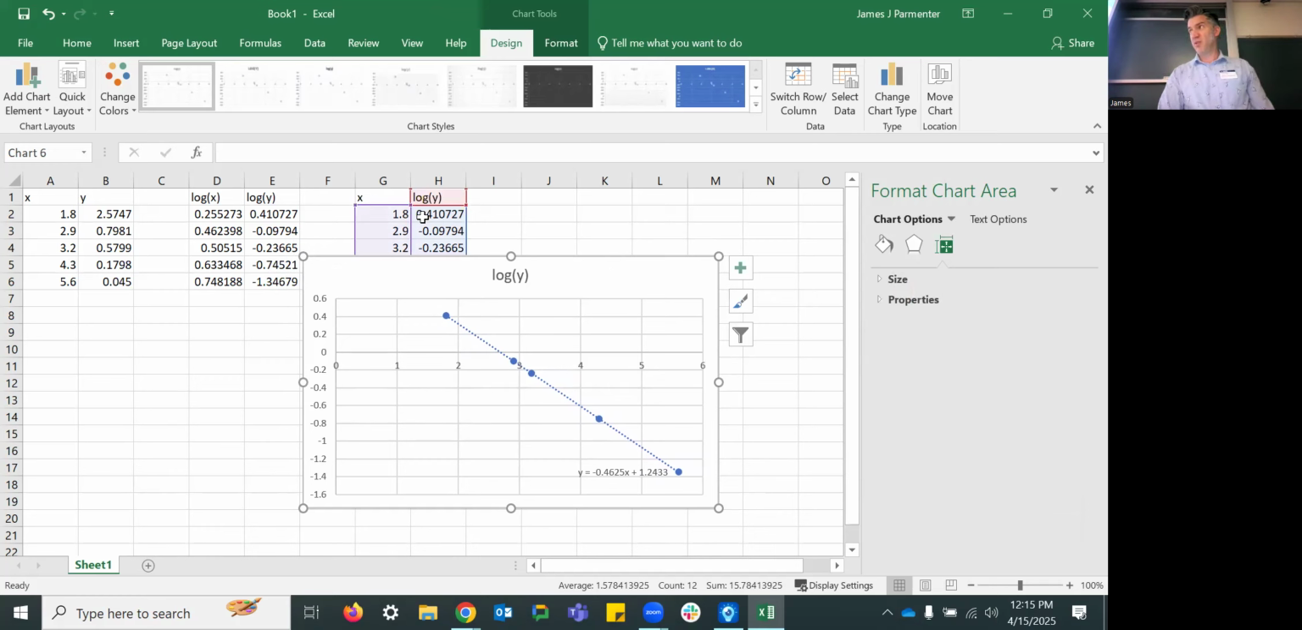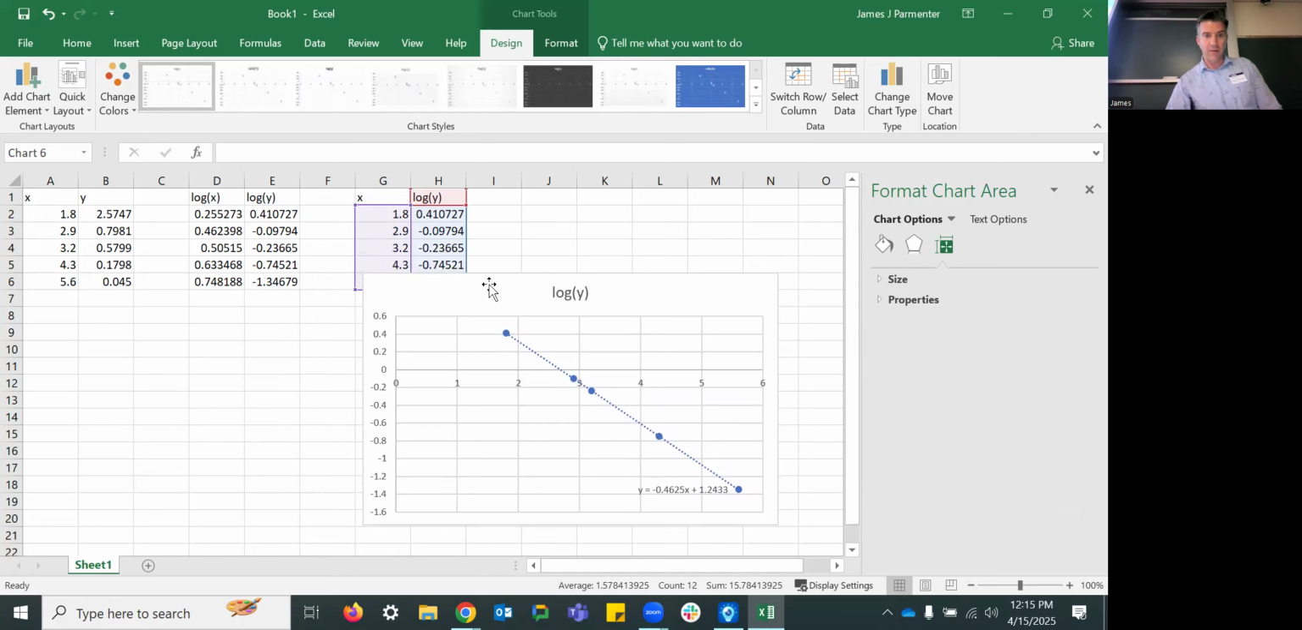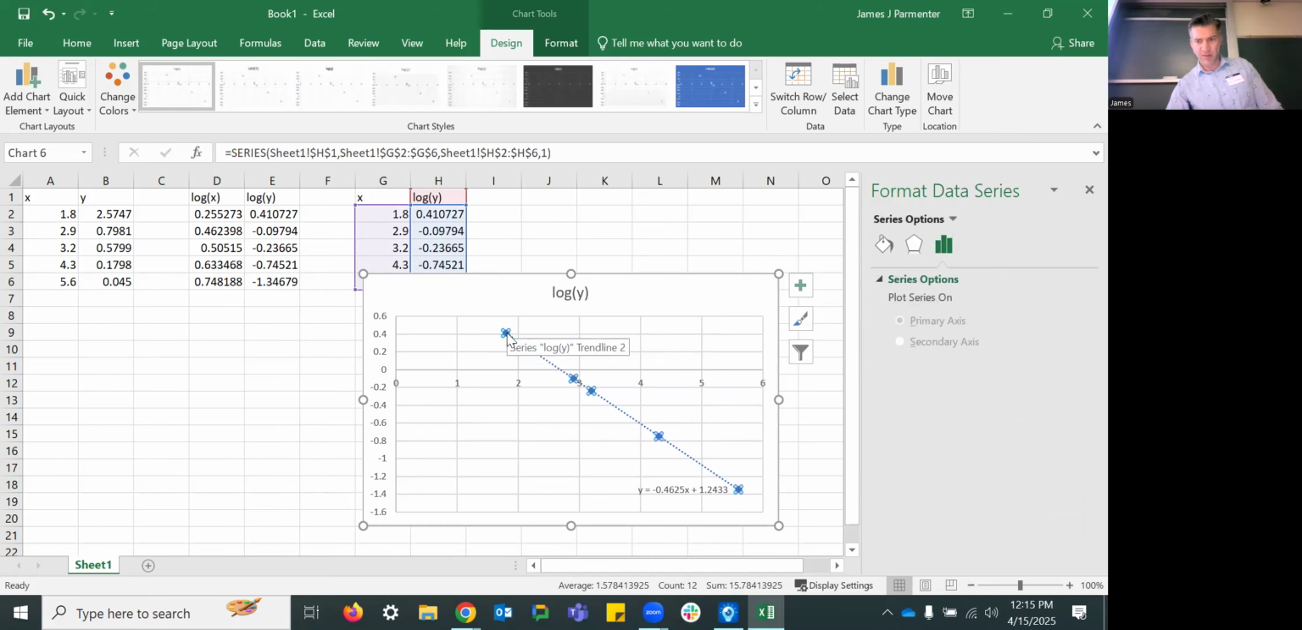Is it reasonable? Let's take a look. So if we look at our input data, our first X value is 1.8, our first Y value is 0.4 something. Yeah, it'll even show you the point there. Maybe, maybe not. But certainly that's the data we used. That data was semi-log. So we really don't have Y, we have log of Y, but regular X.